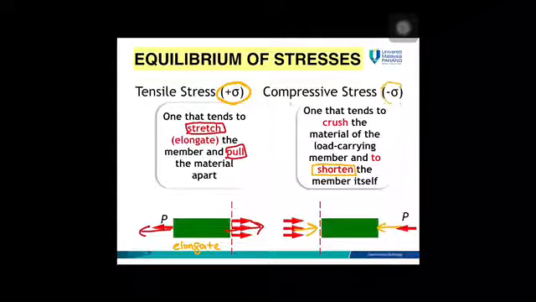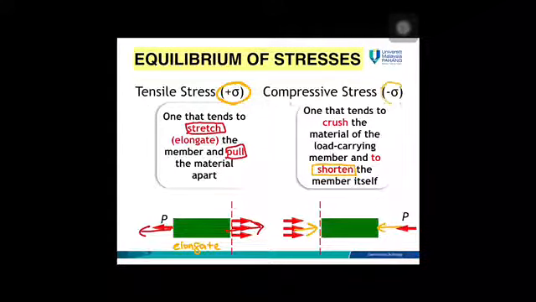Let's take a look at example 1.1. The bar has a constant width of 35 mm and a thickness of 10 mm. Determine the maximum average normal stress in the bar when it is subjected to a loading as shown. The question asks you to calculate the maximum average normal stress. The question already gives you the bar cross section, and from that you can calculate the area.